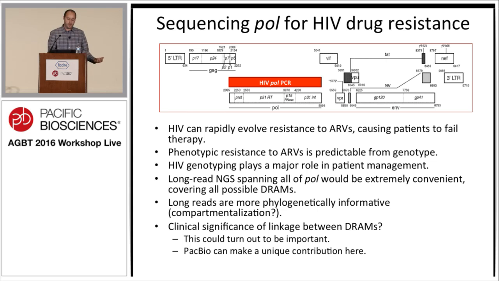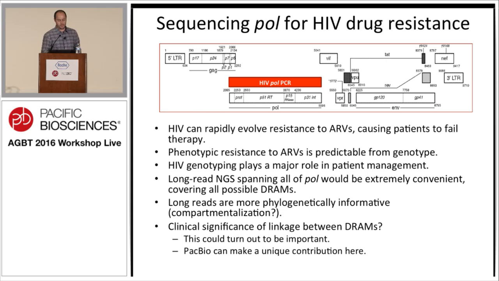Patients fail treatments because they develop drug resistance, and phenotypic drug resistance is extremely predictable from the genotype. HIV genotyping plays a big role in patient management and choosing which drugs to switch people onto. It would be extremely convenient if you could sequence all of POL, because you'd get all of the mutations at the same time, which is great.